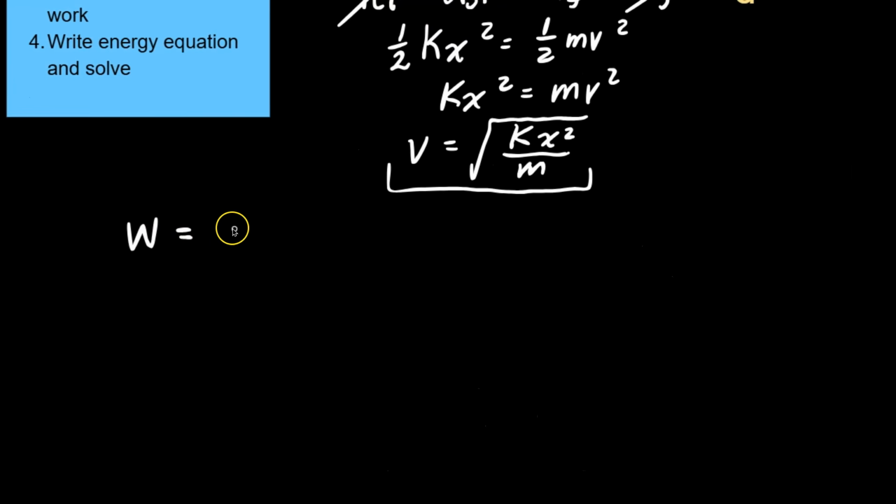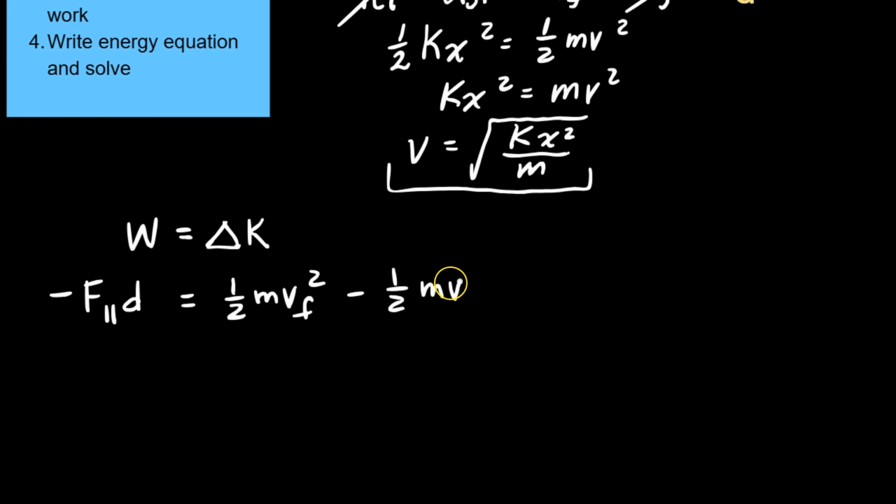Next, we're going to solve for the coefficient of kinetic friction. We're going to use the work energy theorem, which states that the work is equal to the change in kinetic energy. In the second part of the problem, the cart slows to a stop because of friction. So friction is doing the work here. And you'll notice there's a negative because the force of friction is in the opposite direction as the displacement. And we can set that equal to the change in kinetic energy.